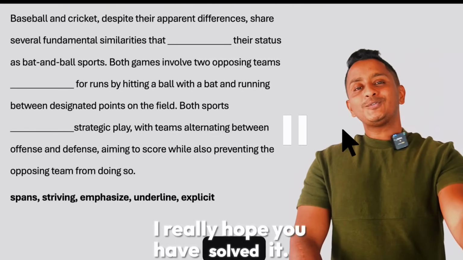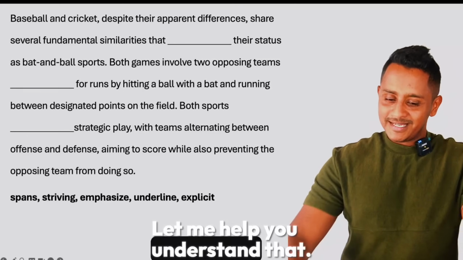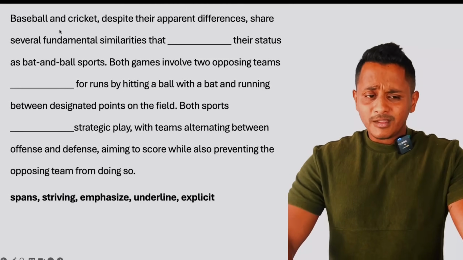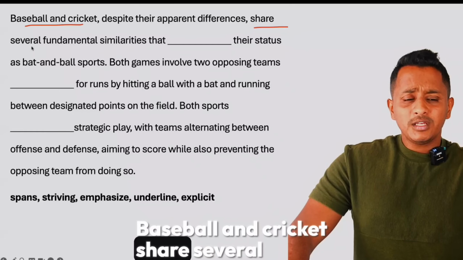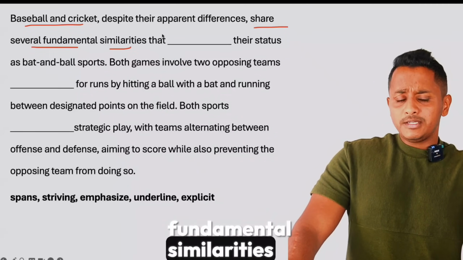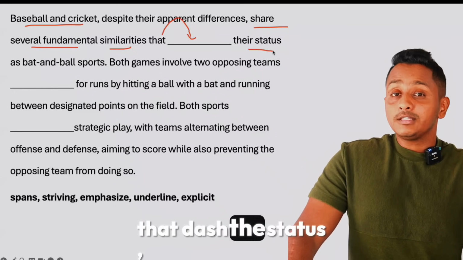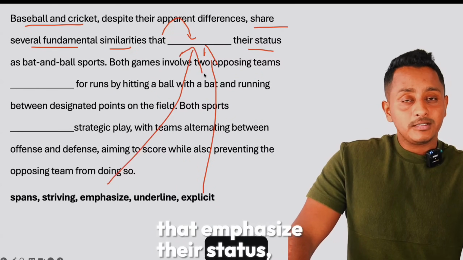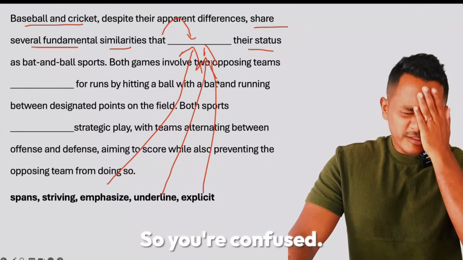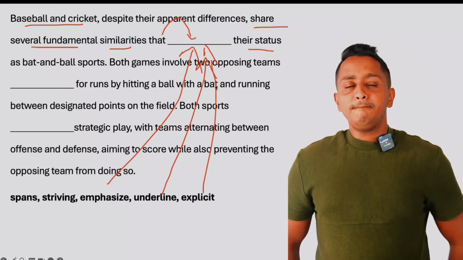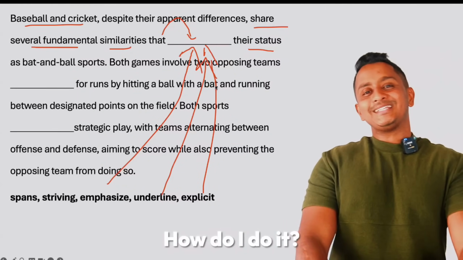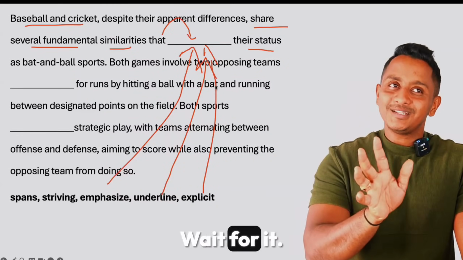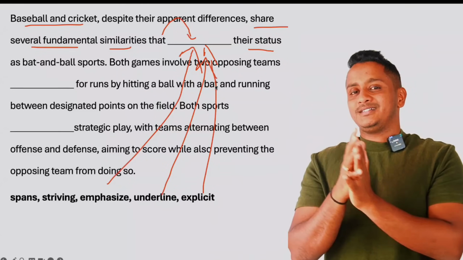All right, I really hope you have solved it. Let me help you understand the right things. Baseball and cricket share several fundamental similarities that dash their status, that explicit their status, that emphasize their status, that underline their status. So, feel confused. How do I do it? Wait for it. Try to get a picture.